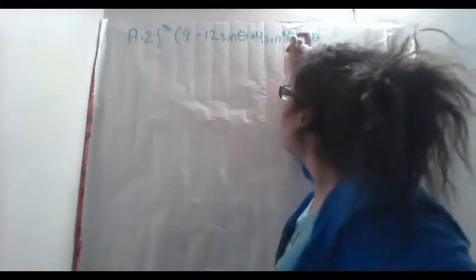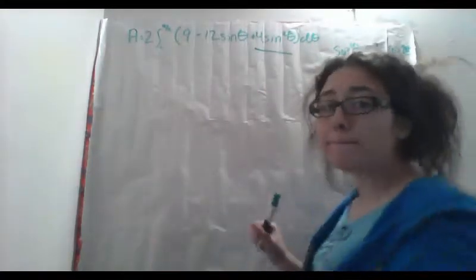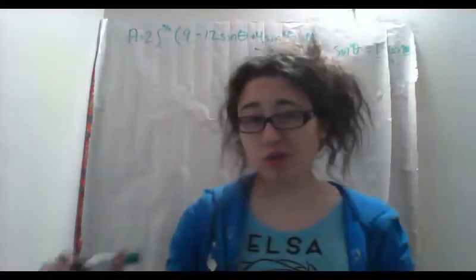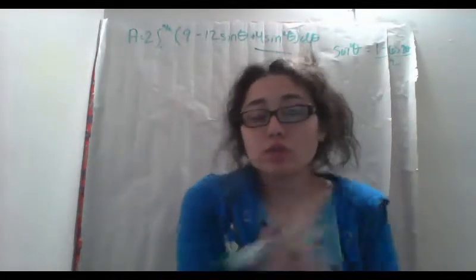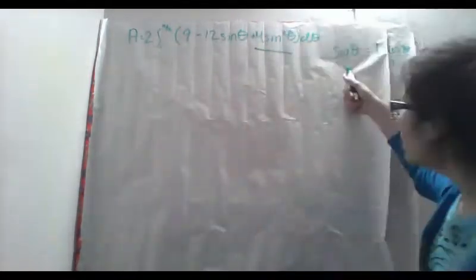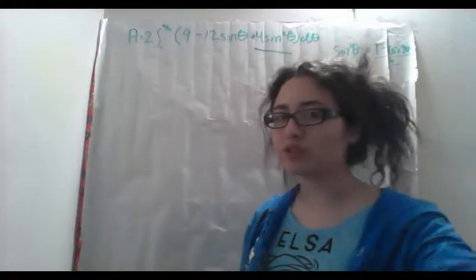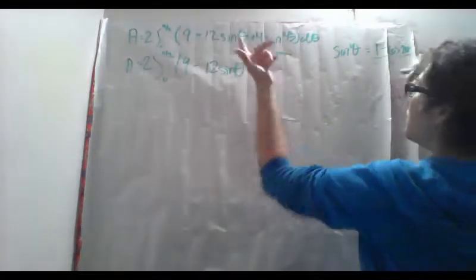Okay, so now we have to deal with this little part, which we can't really integrate. But using your trigonometric identities, which I hope you know, they're kind of important, you really need to review them. You really need to know them. This is simple. Sine squared theta is equivalent to (1 minus cosine 2 theta) over 2. So we just replace it. A equals 2, integral from 0 to pi over 2, of 9 minus 12 sine theta. Now there's 4 times this, so 4 over 2 is only 2, so we'll just get rid of the 2 already. Plus 1 minus cosine 2 theta, d theta.